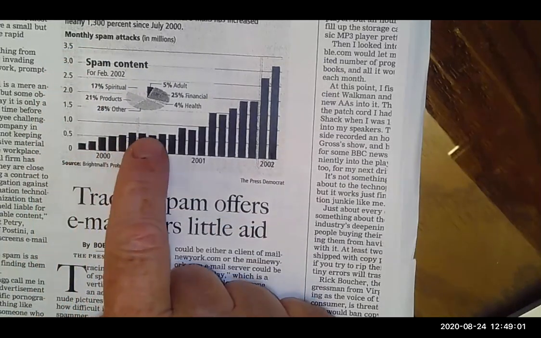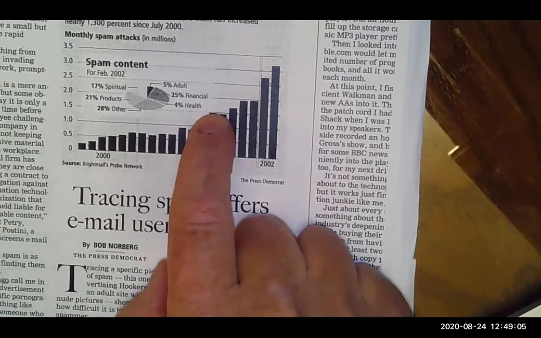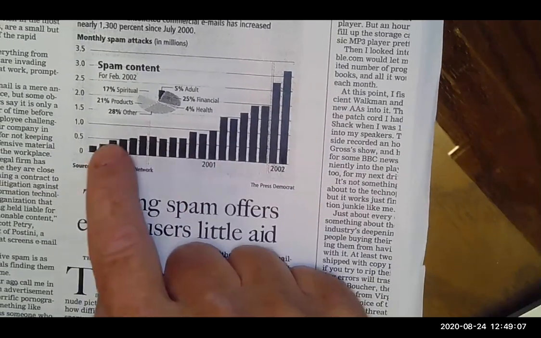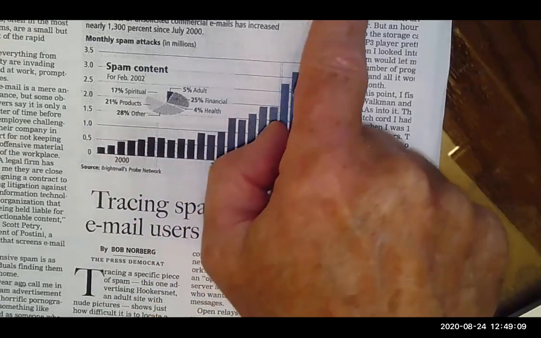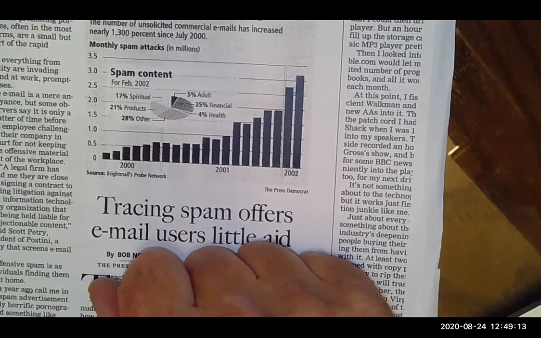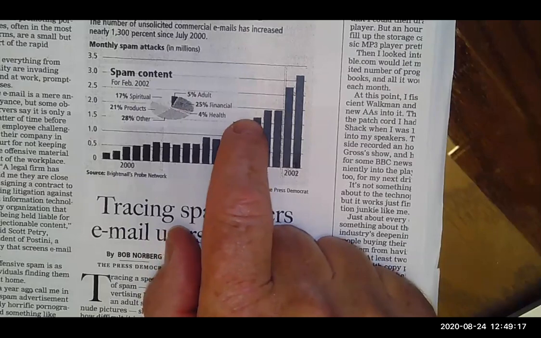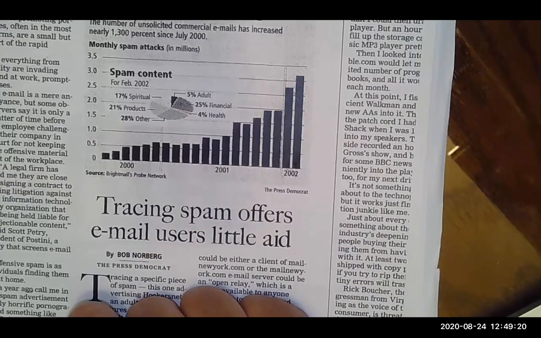Well, look what's happening right here. In algebra, that kind of curve, we call that like a function. Anybody remember the word for that if it continues to grow this way? Exponential. Thank you. Good job. Yeah, exponential growth. It looks like spam, unless they get it under control, is going to be out of control.